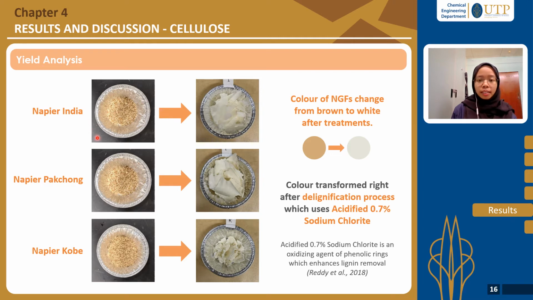So we can see here that the color of Napier grass fibers has changed from brownish color to white after treatments, and the color actually has transformed significantly right after the first process, which is the delignification step, which uses the acidified 0.7% sodium chloride. Acidified sodium chloride is an oxidizing agent of phenolic rings which enhances lignin removal. So it is safe to say that the color change has occurred due to removal of non-cellulose components from Napier grass.